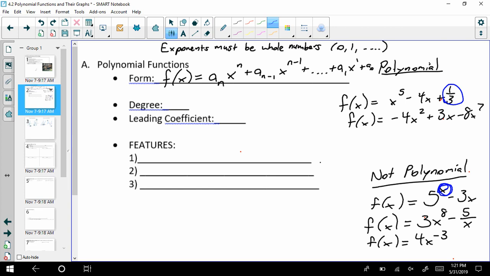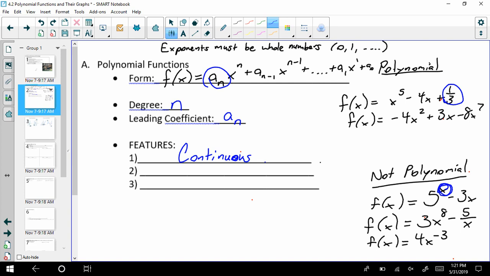So when we talk about the degree of a polynomial, we're talking about the highest exponent. If we're talking about the leading coefficient, we're talking about the number sitting in front of the variable with the highest exponent. And when polynomials get graphed, they have certain features to them all the time. One big feature of a polynomial graph, it is a continuous graph. There's no breaks in it, there's no jumps in it, it's nice and continuous.